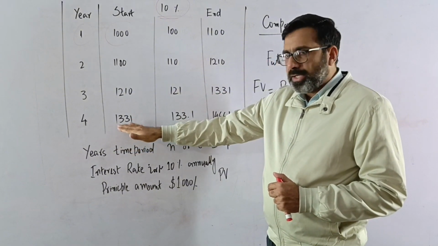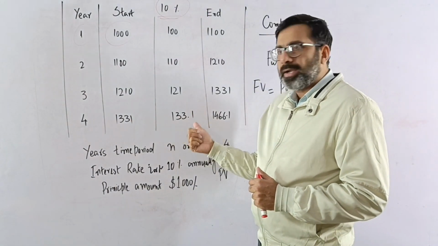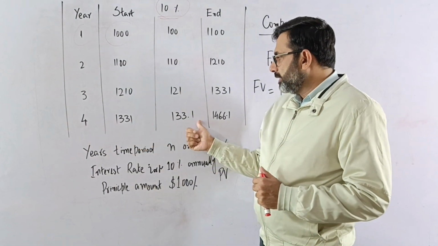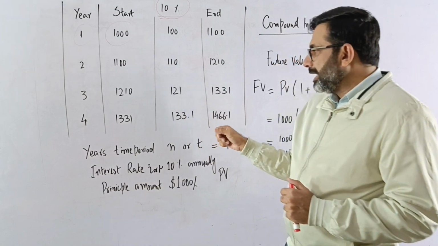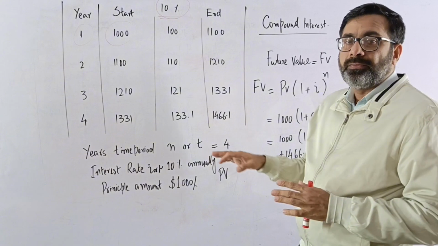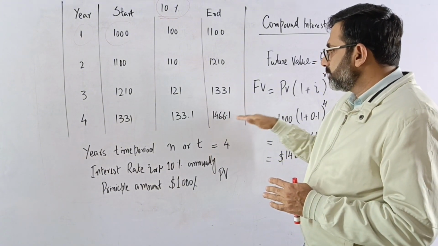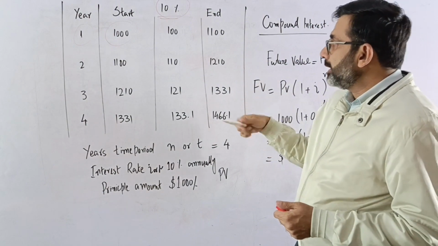So at the start of the fourth year, the value is 1,331, reinvested for 1 year, and the interest we are getting is 10%. So at the end of the fourth year, the amount we are getting with the compound interest of 10% will be 1,464.1.